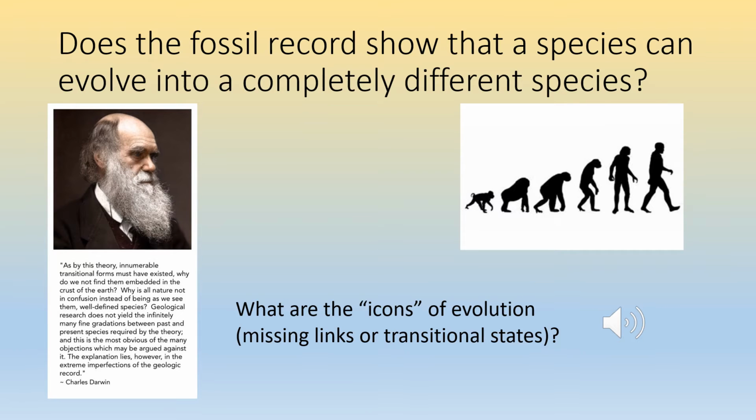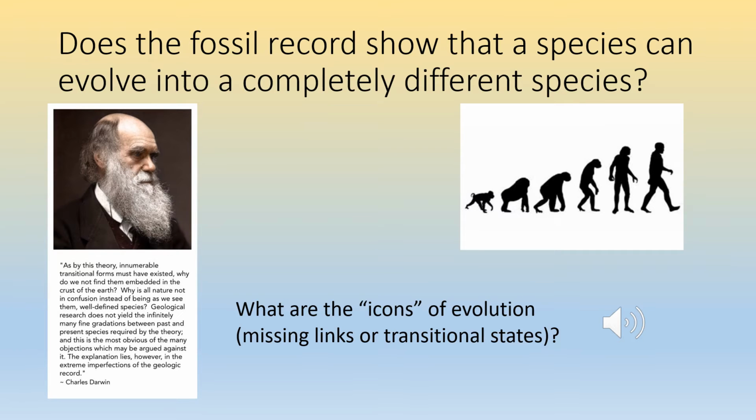These are sometimes called transitional forms, and Darwin suggested that there should be plenty of these and we should find them in the fossil record. They're sometimes called missing links. Why are they called missing links? Because they're a link from one species to another species, and they're missing because he hadn't found any of them yet.